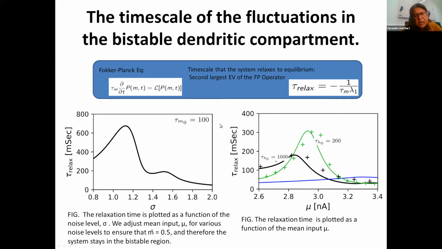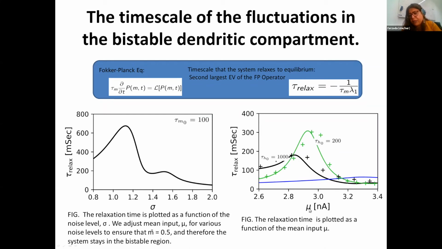In the case that the time scale of tau m is about 100 milliseconds, for example, is the example here. And with different noise, we can see that when you start increasing the noise, actually noise increases the relaxation time scale up to some peak. And after increasing the noise, although you might have stability, the noise will just force you to quickly jump between the solutions. Adding more noise quickly forces you to go away from each solution, and the relaxation time scale comes down.